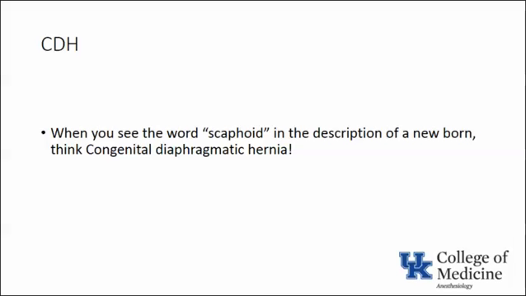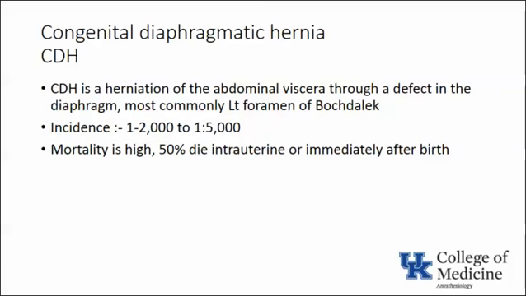Congenital diaphragmatic hernia. We see about 3 to 4 a year in our hospital. Just remember, when you see the word scaphoid in your exam, think about congenital diaphragmatic hernia. When you look at a child that has a scaphoid belly, think of congenital diaphragmatic hernia. And what is it? It's herniation of the abdominal viscera through a defect in the diaphragm into the chest. They have a very high mortality. 50% of these kids die in utero or immediately after birth.